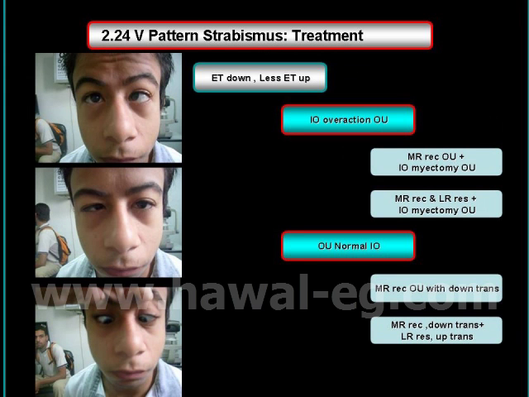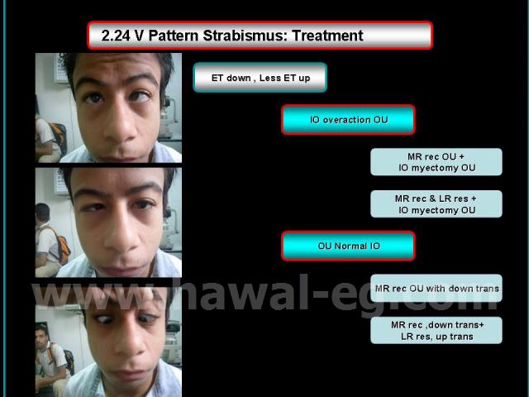In cases of esotropia down but less esotropia up, if the inferior obliques are overacting, the treatment is bilateral inferior oblique myectomy plus bilateral medial rectus recession, or inferior oblique myectomy of both eyes plus recession of a medial rectus and the resection of a lateral rectus.